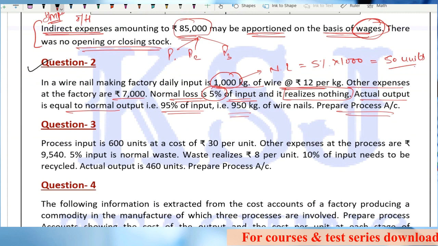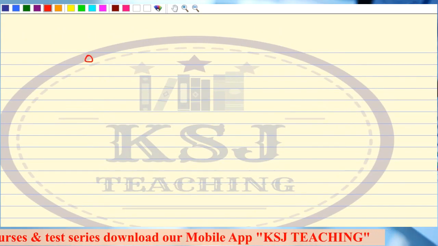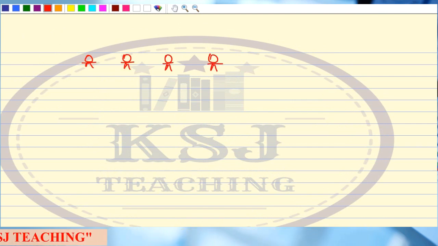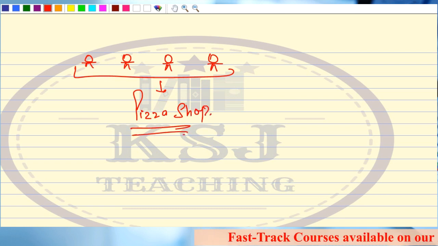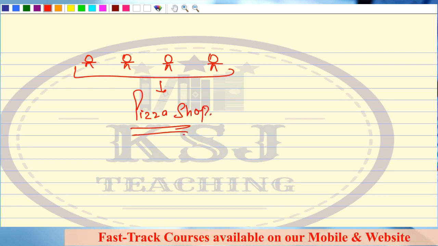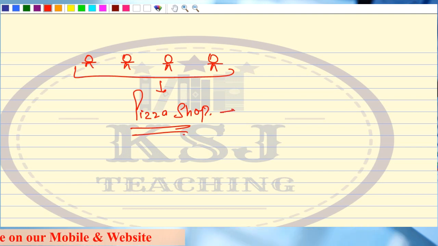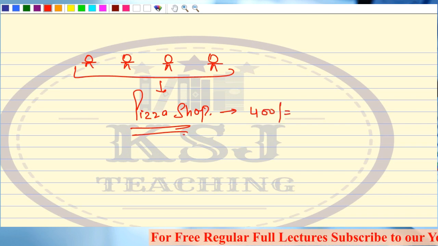I'm going to tell you a short story through which I'm going to show you the impact. Say you are 4 friends, 1, 2, 3 and 4, right? 4 of you go to a pizza shop to have a pizza, and you enjoyed the pizza. When you asked for the bill was 400 rupees. Sir, 400, not 4,000. 400 rupees, right? This is the bill.